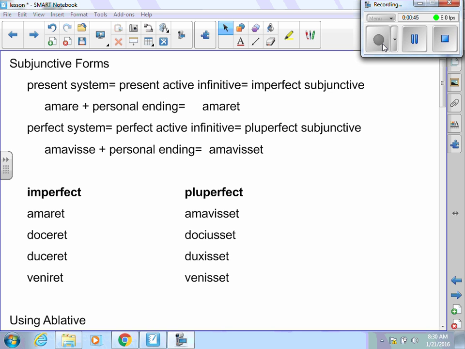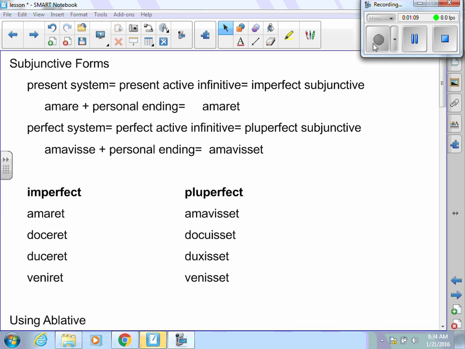Here's a list of the subjunctives, one for each of the conjugations. The imperfect subjunctive: amaret, doceret, duceret, audiret. Pluperfect: amavisset, docuisset. Okay, now docuisset is spelled properly. You have duxisset and venisset.